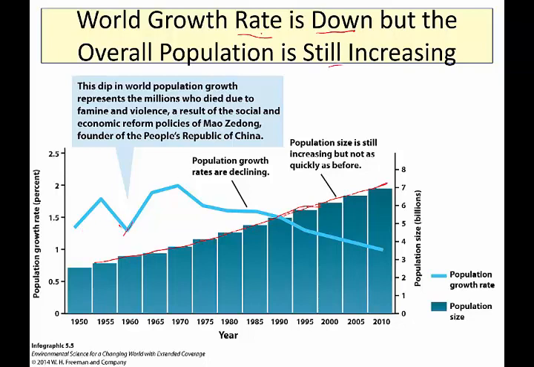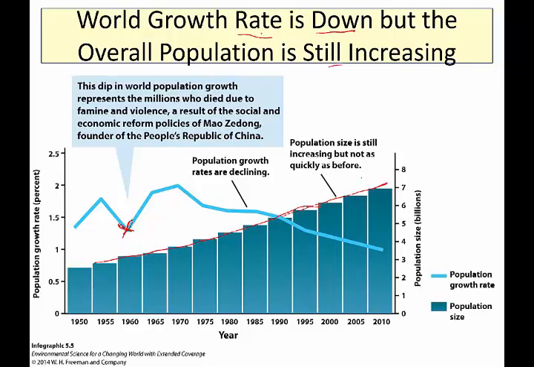In fact, this dip down here was due to the economic reforms of Mao Zedong. The changes he enacted resulted in millions of people dying from famine and violence. That was a significant drop, so it showed up on the world population curve. But you can see overall the population growth rate is declining, and it's expected to continue that way. But the population size is increasing.